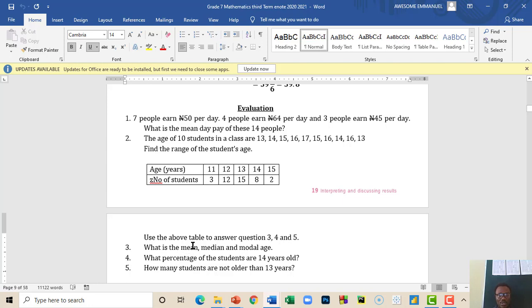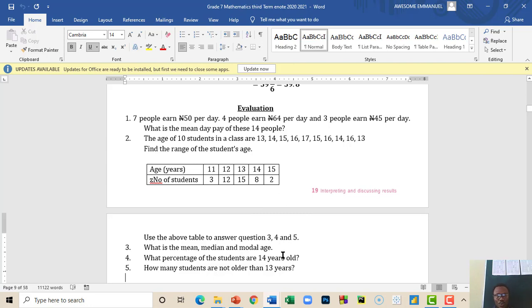To get the mean is simple. You should know what to do. 11 times this, times this, just like the previous example. To get the median, you can also get it. To get the mode, obviously from this place it is 13, because 13 occurs 15 times. So to get the range is 15 minus 11, which is 4. That is sorted. But number 4 is actually what I want you to solve.